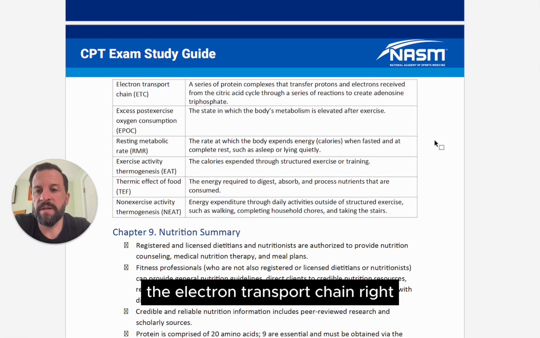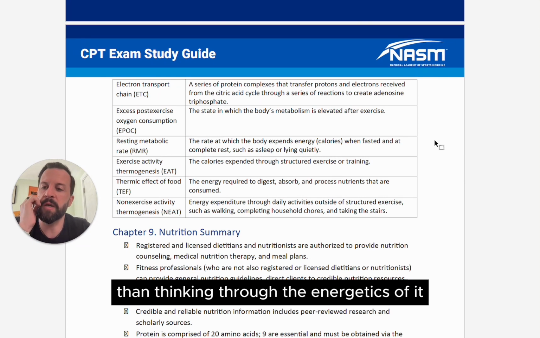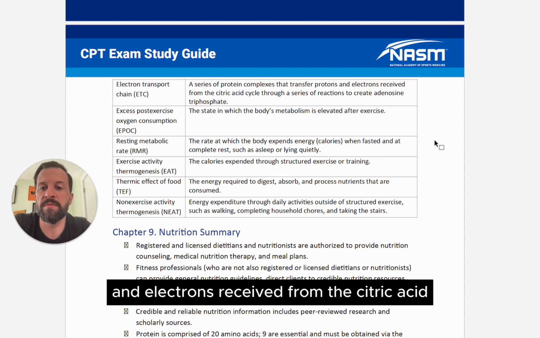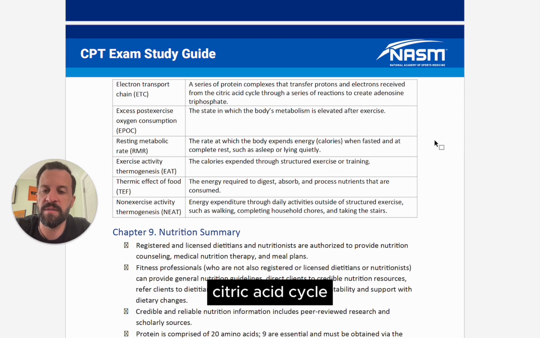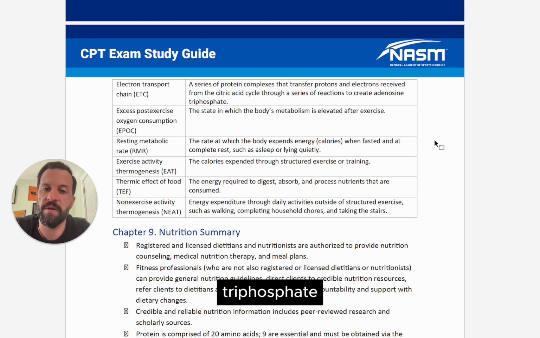The electron transport chain is important in thinking through the energetics of it. It is a series of protein complexes that transfer protons and electrons received from the citric acid cycle through a series of reactions to create adenosine triphosphate.